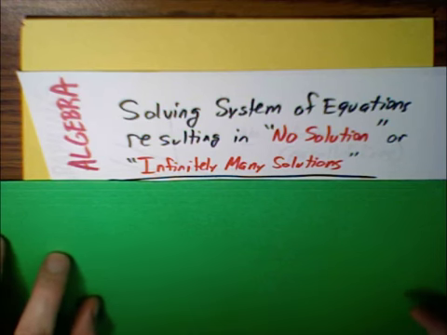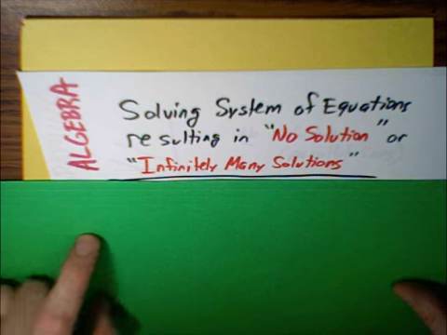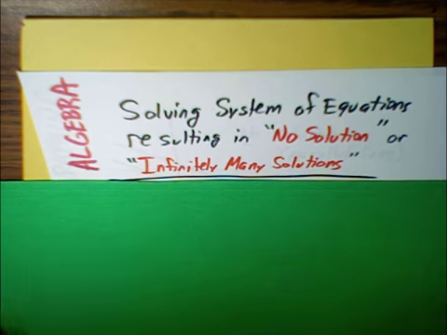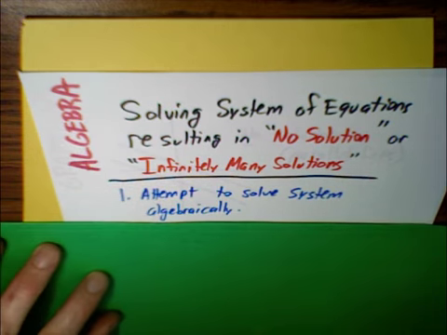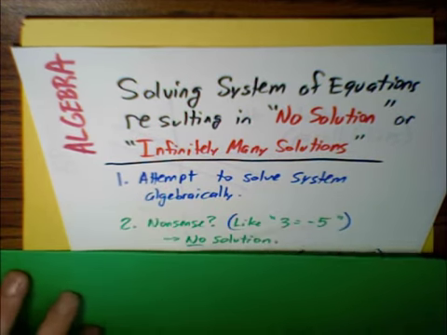In this video, we're going to solve a system of equations that results in either no solution or infinitely many solutions. And this is going to be the algebraic solution. So the way we do this is we attempt to solve the system algebraically, and a couple things may happen.